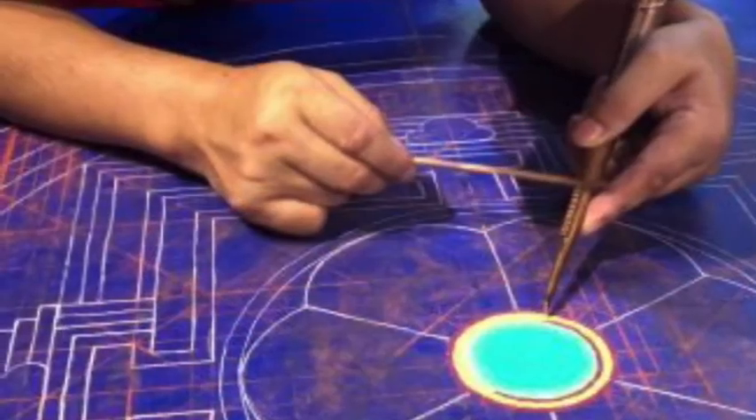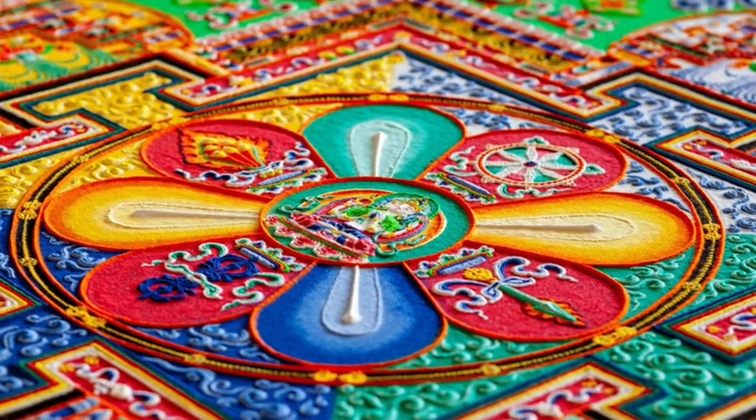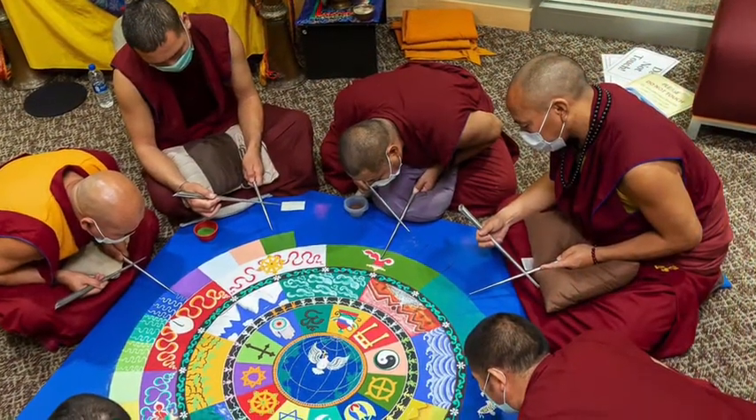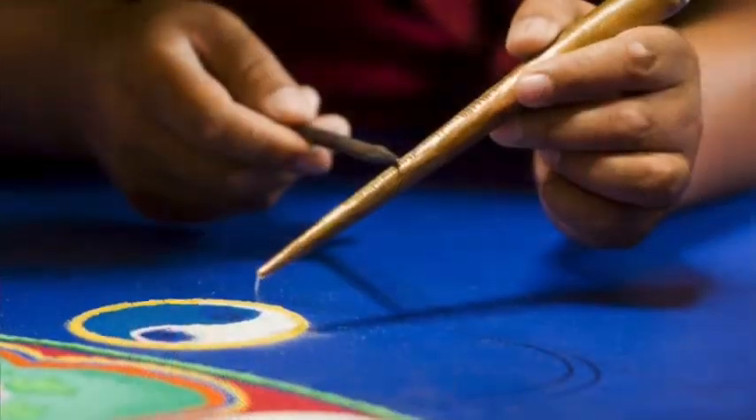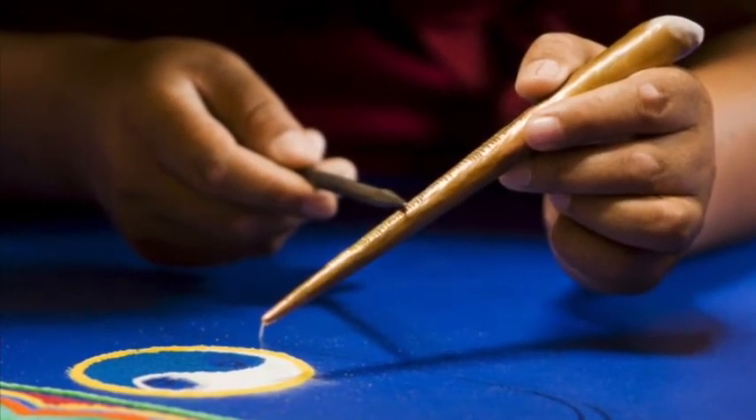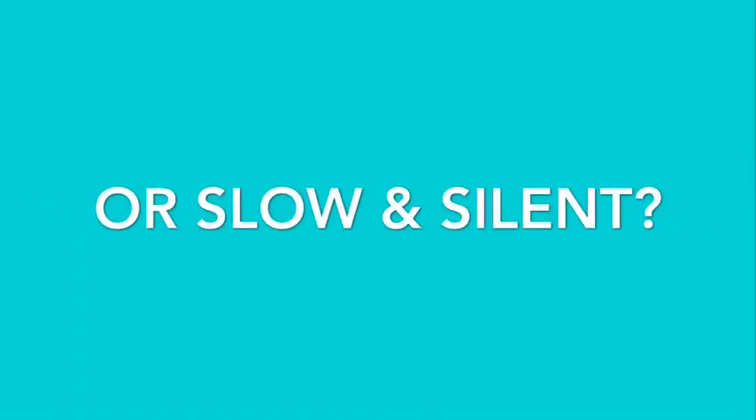They first begin by mapping out their design, starting with the center, working outward. They have tiny grains of colored sand in their funnel, and they begin a tapping method to pour out the grains of sand. Do you think they are working fast and loud, or do you think they are working slow and silent?